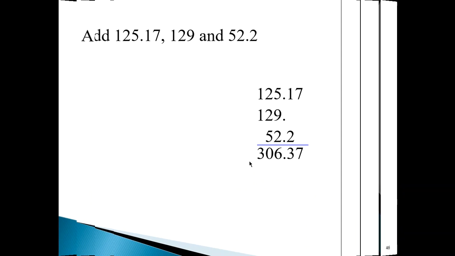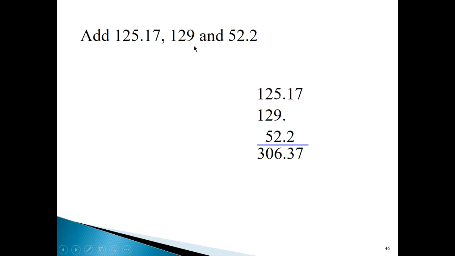All right, so as an example, we're going to look at the addition of these three numbers. Now, if you compare these numbers, what you'll notice is that the one that is least precise is the 129, and the reason why is because the last significant digit here is in the unit place. In the case of 52.2, the last significant digit is in the 10th place, and in the case of 125.17, the last significant digit here is in the 100th place. So of these three numbers, the 129 is the least precise number, and therefore you have to round off your answer, in this case, to the unit place.